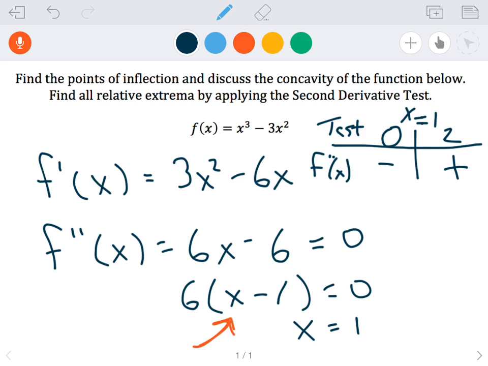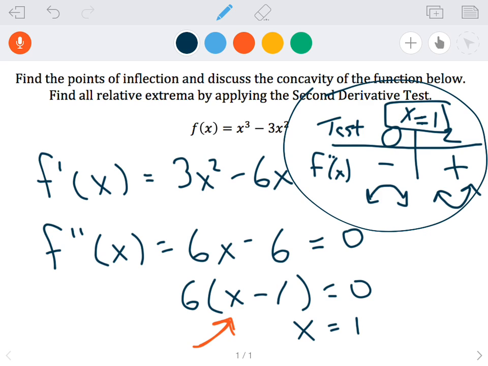And so sure enough, since my concavity changes from concave down to concave up, that means there is in fact a point of inflection at x equals 1. Now this looks great, but I've got to write up my answer a little bit more formally. It says to discuss the concavity. That means tell me the intervals where it's concave up and where it's concave down.